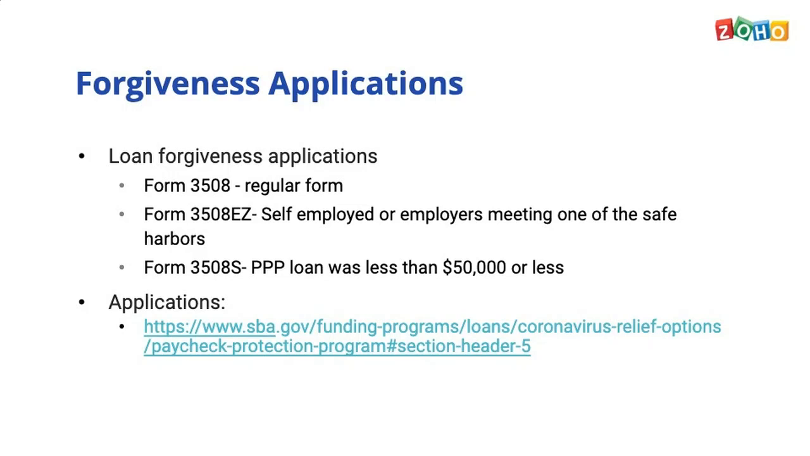This is a 2-page form. Page 2 is nothing but demographics. So everything's on the front page here. So if your loan is for $150,000 or less, I'm pretty certain you could use this form and you do not get into FTEs or anything like that, or reduction of payroll.